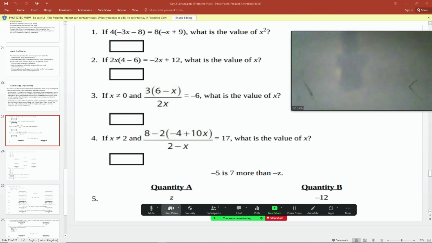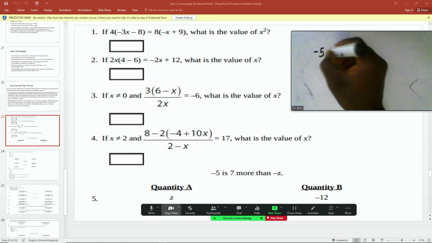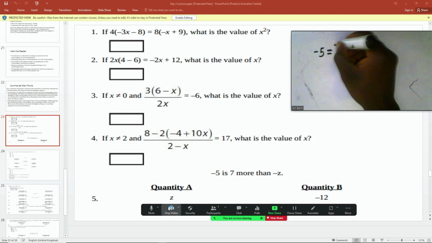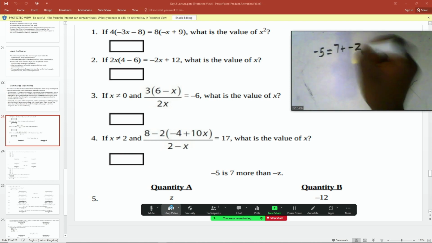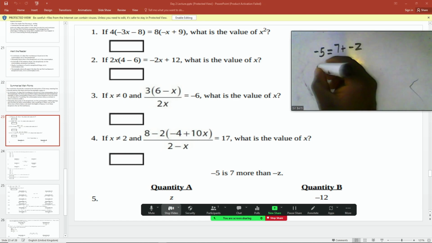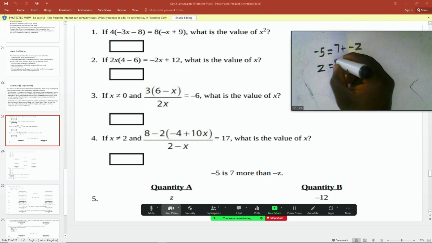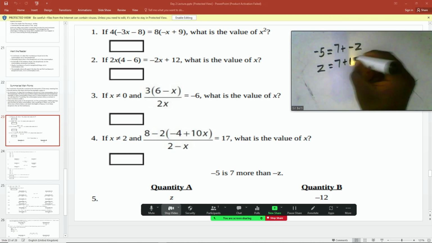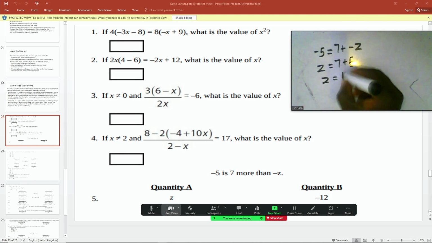Then question 5: minus 5 is 7 more than minus z. Quantity A is z, quantity B is 12. So with this question, you write it in English form because it has been given in math form. So minus 5 means equal to 7 more, so 7 plus minus z. Then we can make z the subject. So we bring the z to the side, z is equal to 7. Bring minus 5 to the side, plus 5. So z is equal to 12.